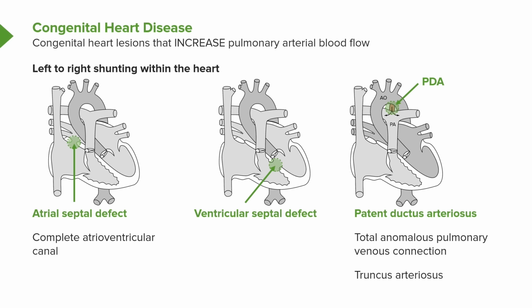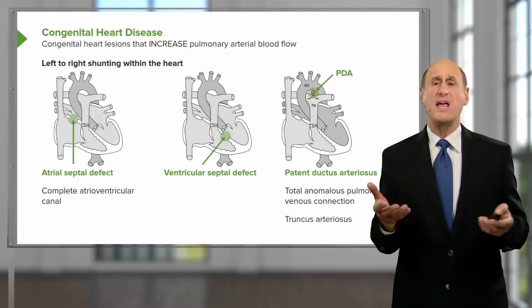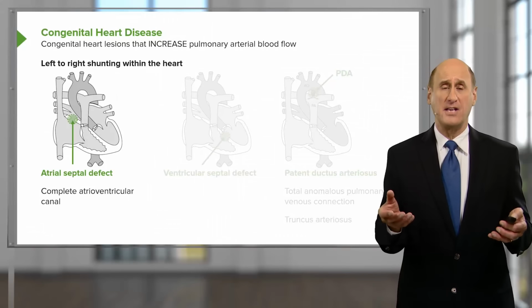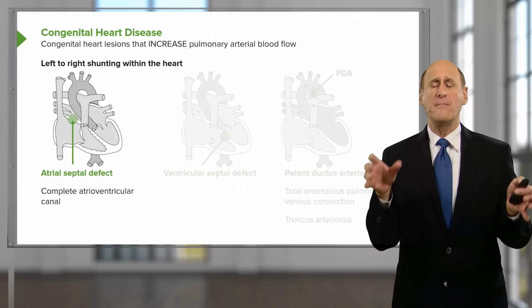So now we're going to deal with lesions where there's a hole in the heart. These lesions are usually associated with so-called left to right shunting of blood. That is, blood which is oxygenated from the left side of the heart ends up on the right side. How does that happen? Let's take atrial septal defect, which I'm going to speak about in much greater length, as an example.